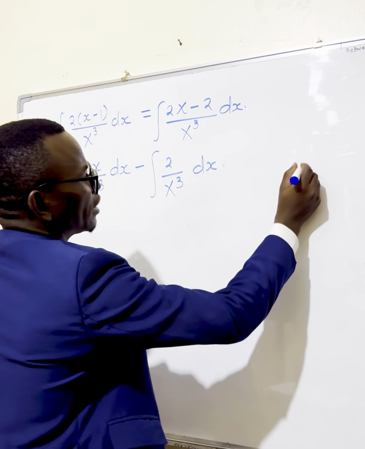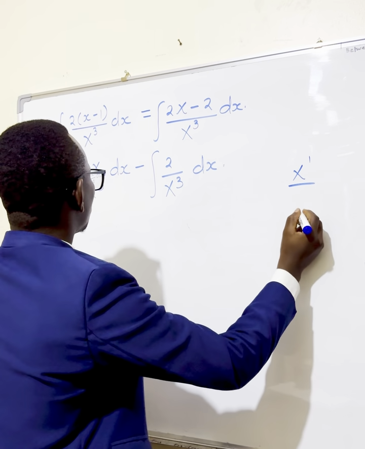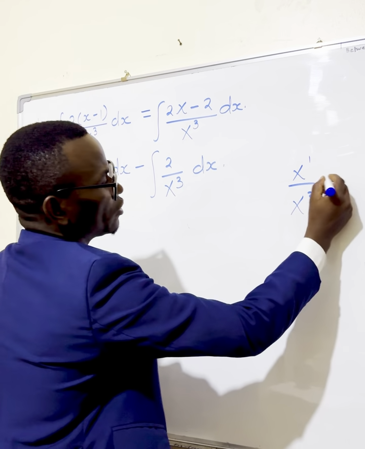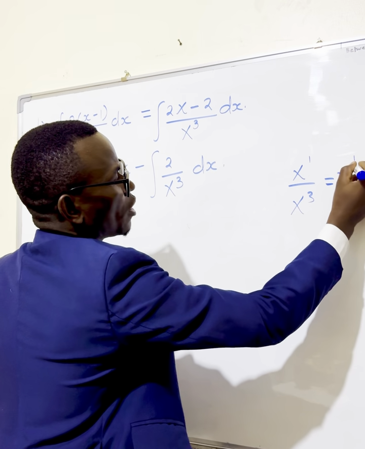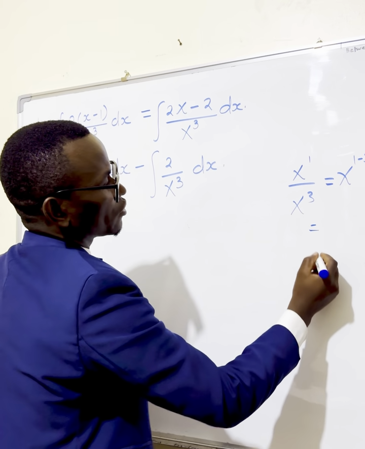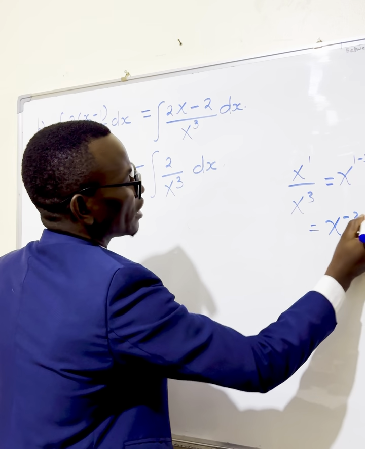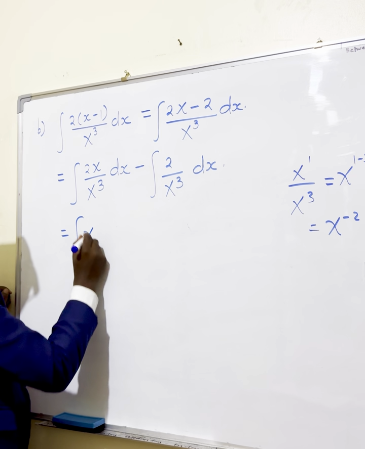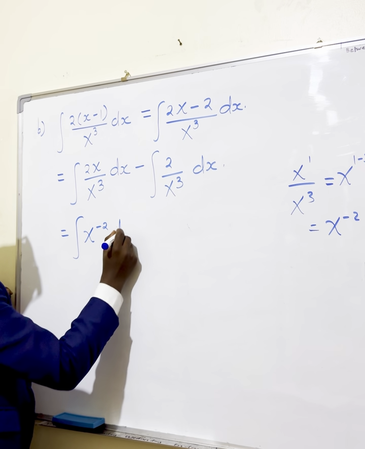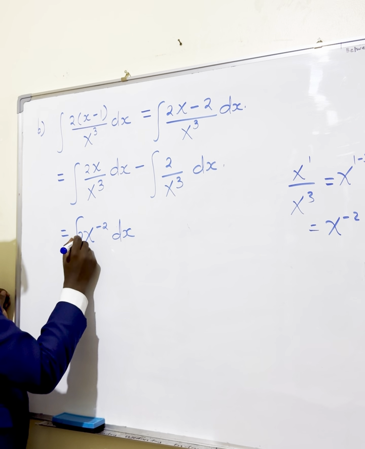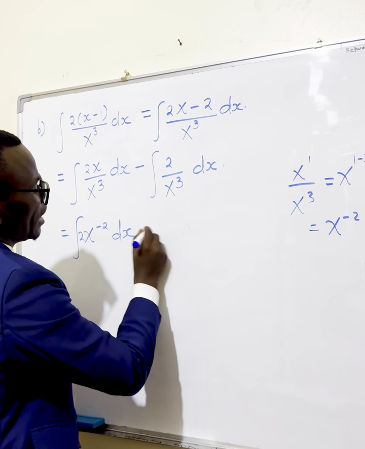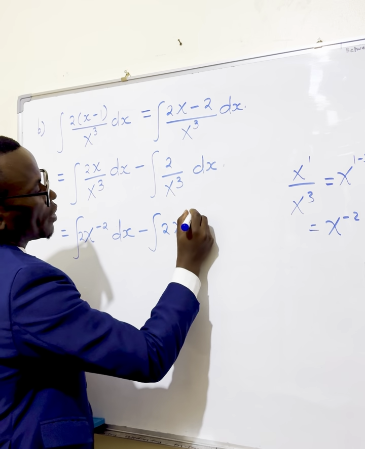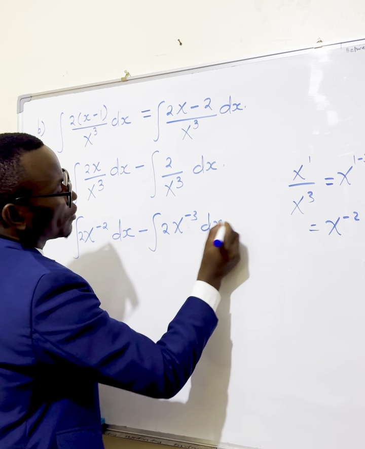Then after doing that, I'm going to simplify using indices. I know if I have x raised to power 1 out of x to power 3, now, these are numbers of the same base. So I'm going to say that this is x to power 1 minus 3. So this one is going to give me x power negative what? 2. So here we are going to be left with integral x power negative 2 multiplied with 2. So don't forget a 2 there. Then minus, this is integral 2x power negative 3, everything multiplied with what? Dx.